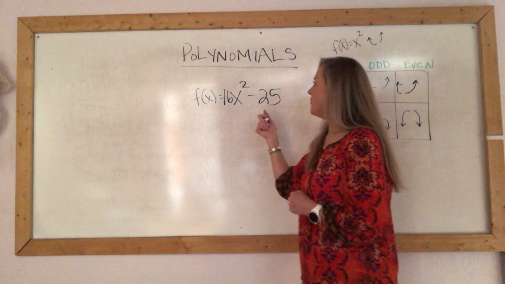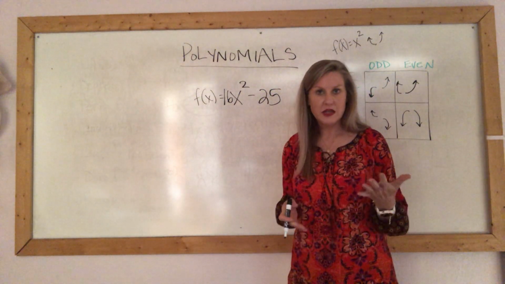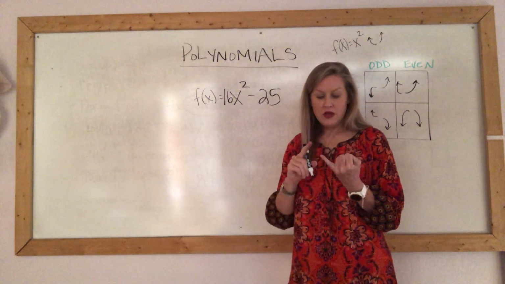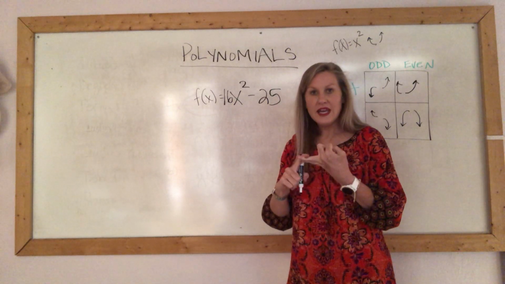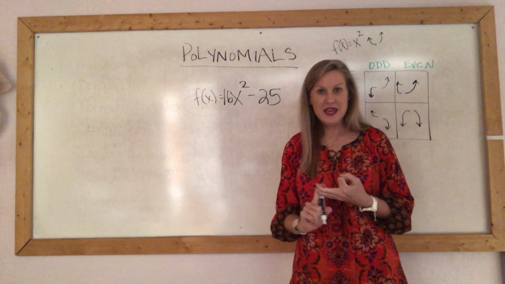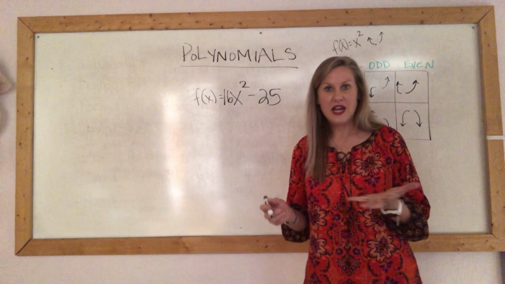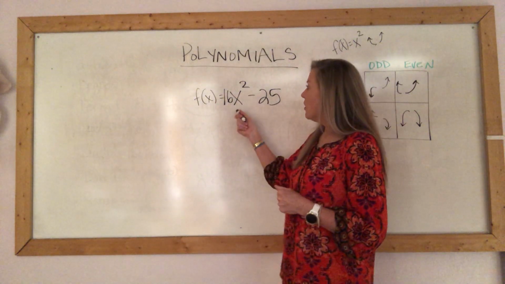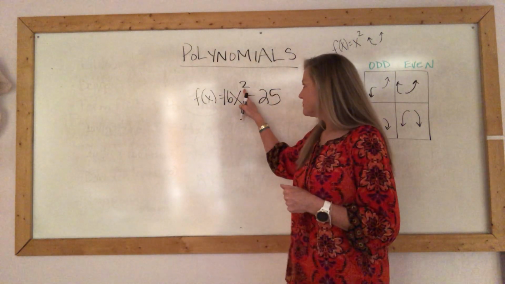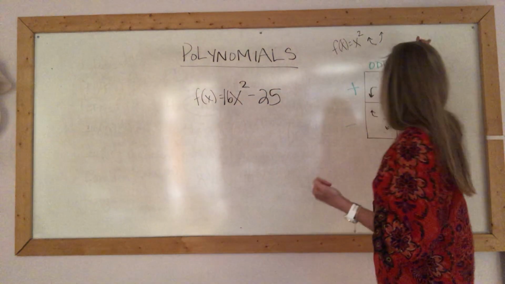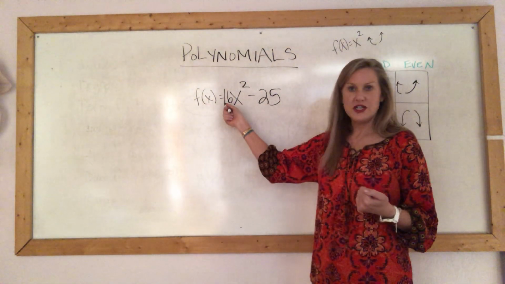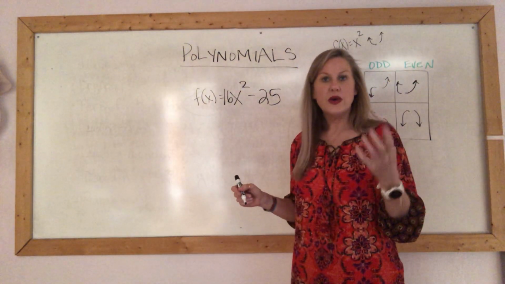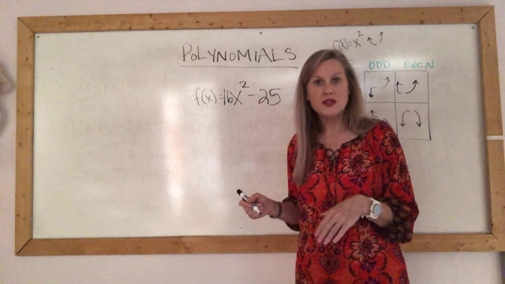If I give you this polynomial, it passes all of our tests, no variables in denominators, etc., and I want to know the x-intercepts, the y-intercept, the end behavior, and the domain and range. First of all, the degree is even, so I'm up over here. The leading coefficient is a positive 16, so I'm up.